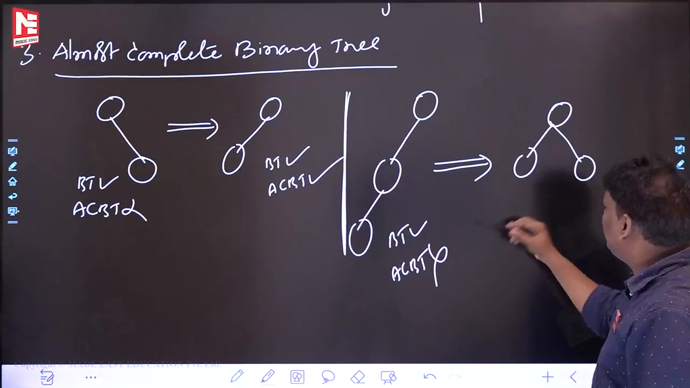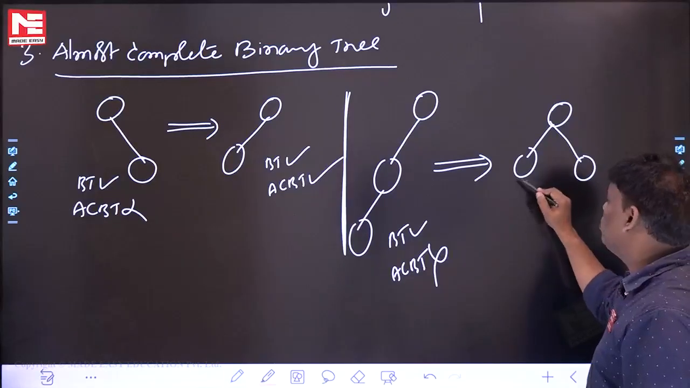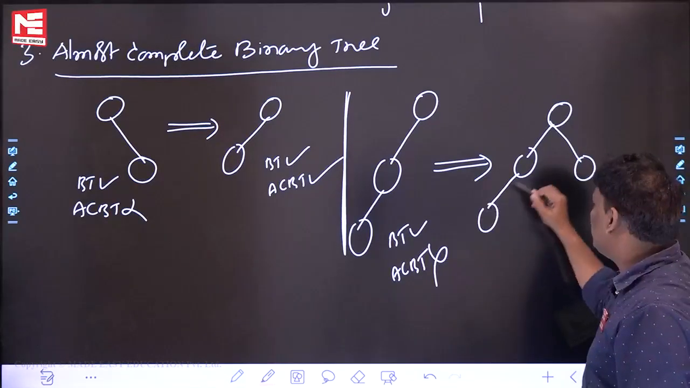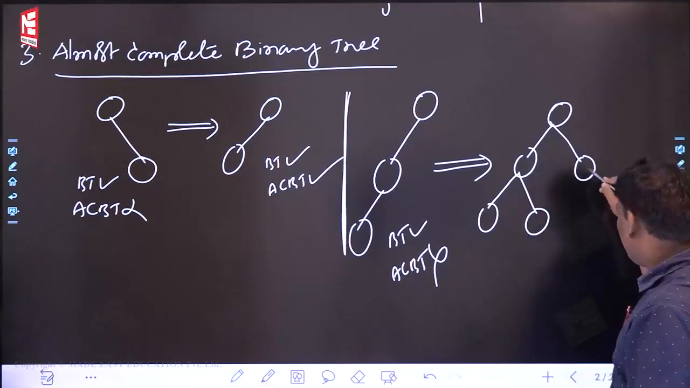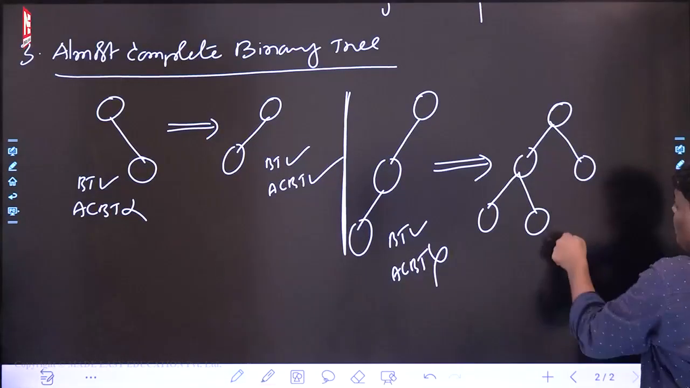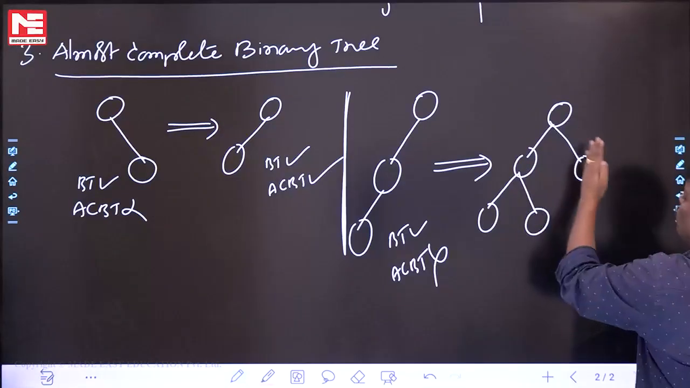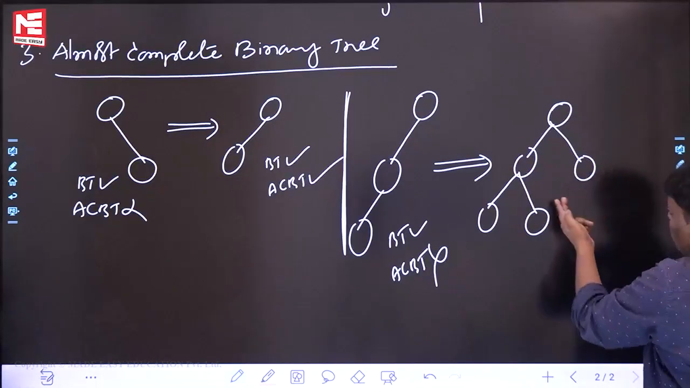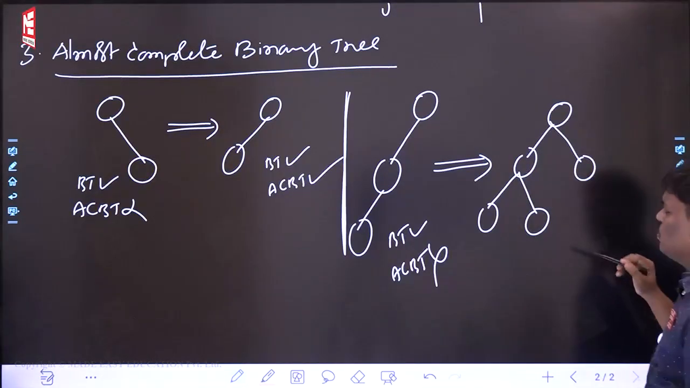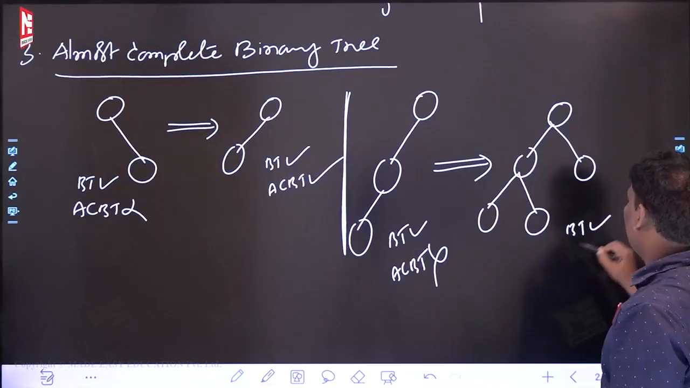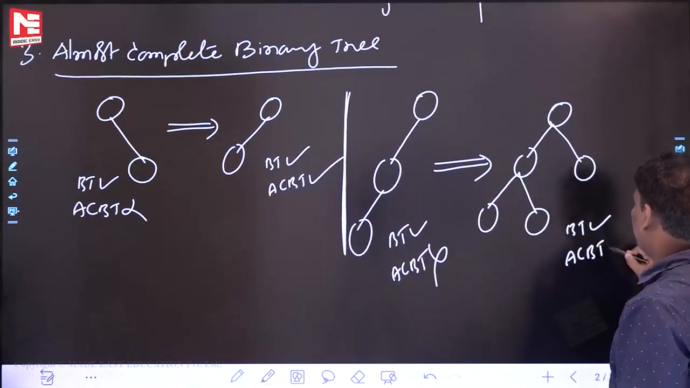But when you go to the next level, again same, without completing left, don't go to right. What is the answer? Left first, afterwards right. Here also left, afterwards right. You cannot go directly right here. Without left, don't go to right. After coming here again, without left, don't go to right. So it is a binary tree, it is an almost complete binary tree also.